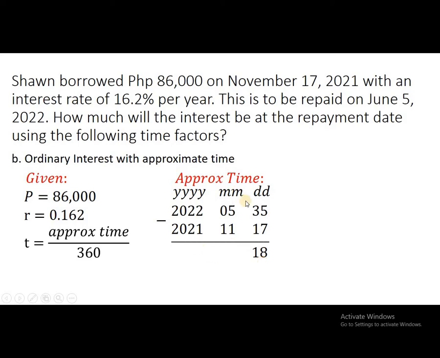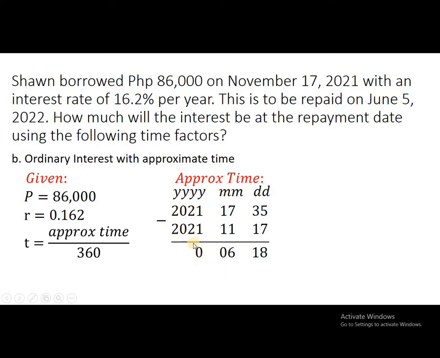And we proceed to the month. That's 5 minus 11. Since this will yield a negative value, we have to borrow 12 months, or 1 year, from the year. So from 5 months, this will be plus 12, and this will be 17, and the year will be subtracted by 1. There you go. So we have 17 minus 11 is equal to 6 months, and 2021 minus 2021 is equal to 0.